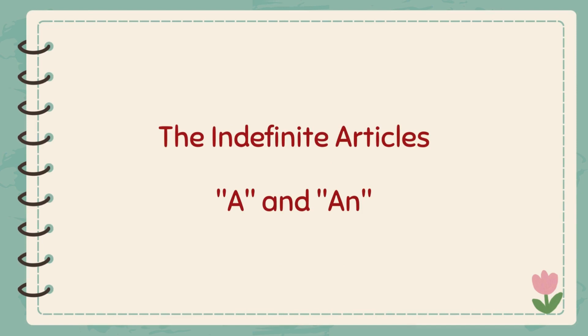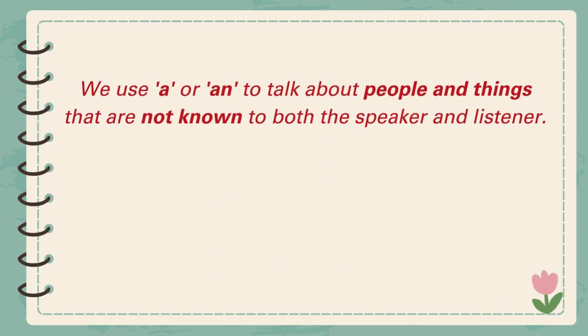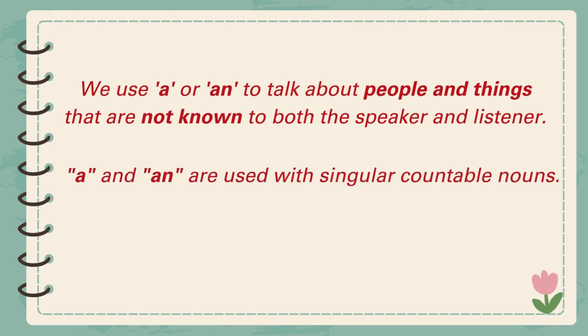Now let's discuss the indefinite articles, a and an. We use a or an to talk about people and things that are not known to both the speaker and listener. A and an are used with singular countable nouns. For example, she wants to adopt a dog. A is used with dog because it could be any dog, not a particular one.